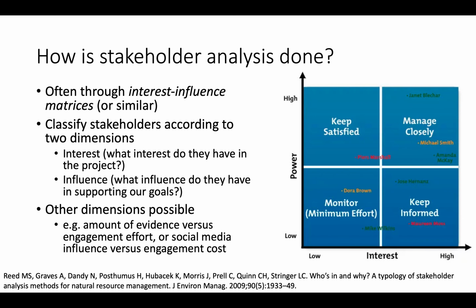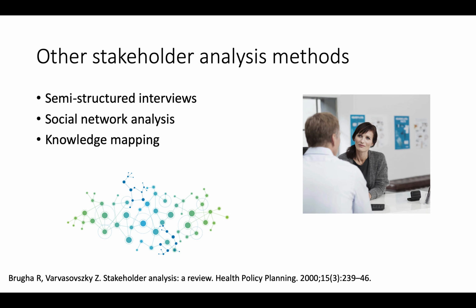So you can use this kind of matrix on other dimensions as well. You might, for example, have amount of evidence that can be provided on one scale versus the engagement effort, or perhaps the social media influence versus engagement cost, particularly if we're interested in communication of the review's findings. But you can use this kind of matrix in a number of different ways.